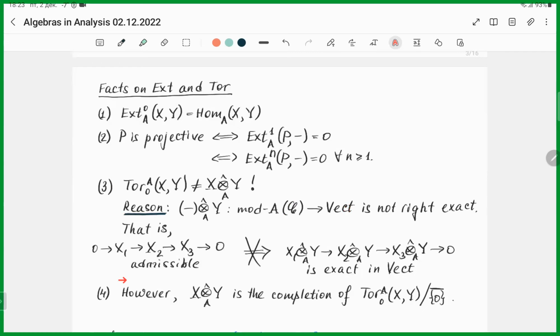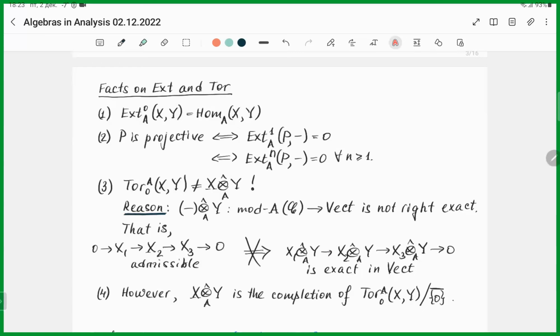This means that if we have an admissible sequence of right topological A modules, tensor it by an arbitrary module Y, and remove 0 from the left, so we consider this sequence, this sequence of vector spaces is not necessarily exact. So our functor is not right exact, and this is the main reason why Tor_0 is different from the tensor product. Nevertheless, there is a nice relation between the tensor product and Tor_0. Actually, the tensor product is the completion of Tor_0.